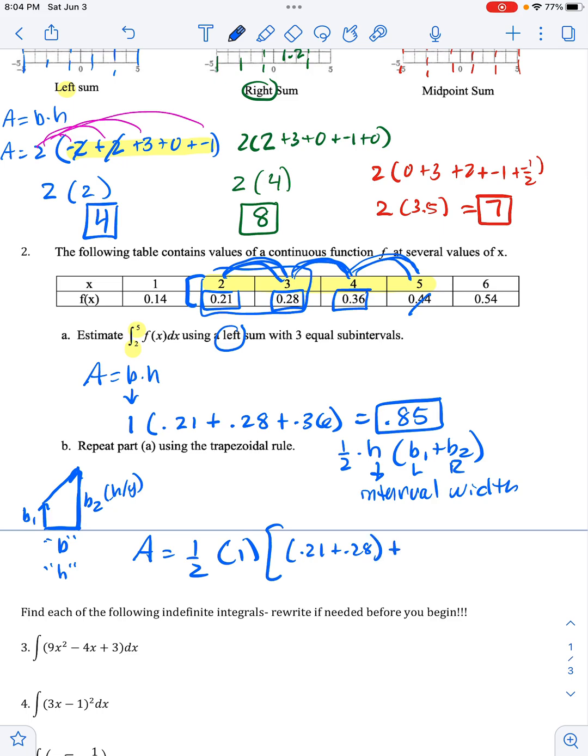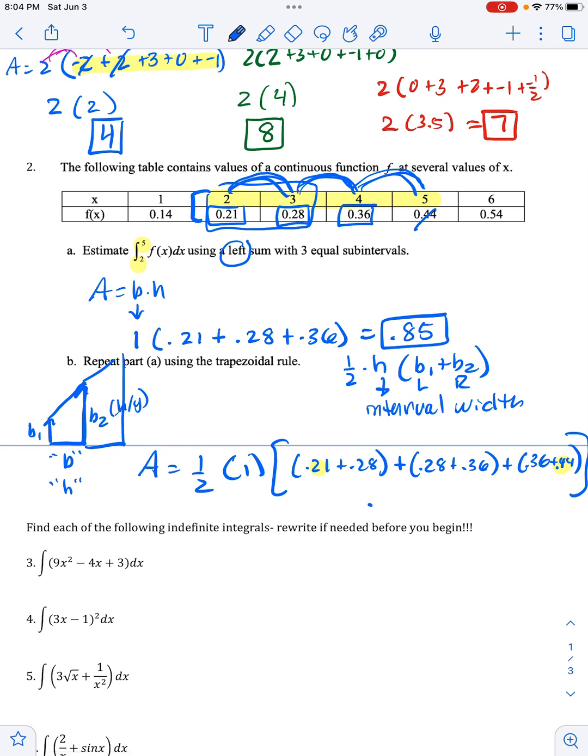Then keep in mind that 0.28 is going to be shared with the next one. So then 0.28 gets added to 0.36, but then 0.36 is the shared height, and that gets added to the 0.44. And those in a trapezoid always repeat except for the first and the last, because those aren't shared. They're the ends. They're the left end and the right end. So when I do that all out on my calculator, I get my answer of 0.965.